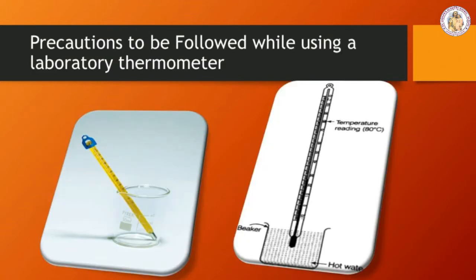Precautions to be followed while using a laboratory thermometer. Do not tilt the thermometer while measuring the temperature. Place it upright. Note the reading only when the pulp has been surrounded by the substance from all sides.